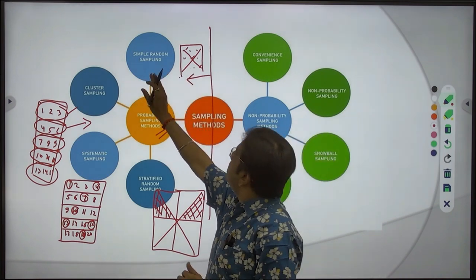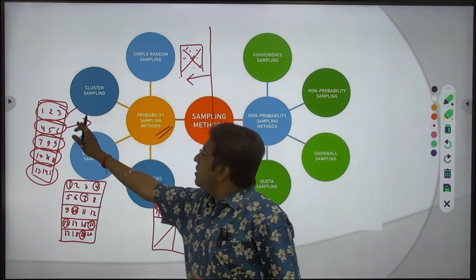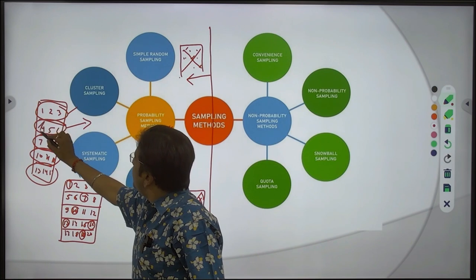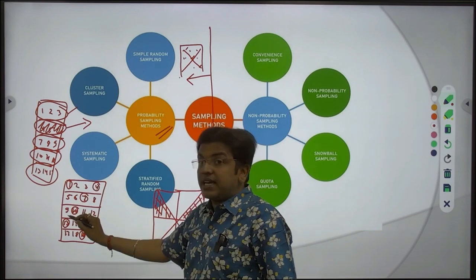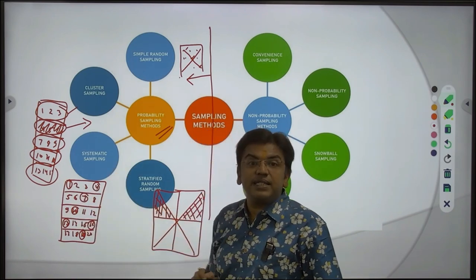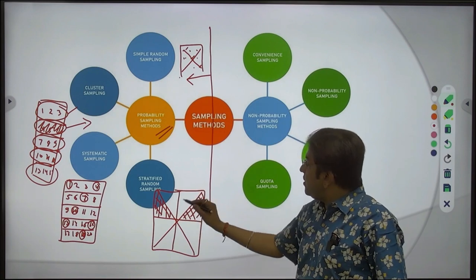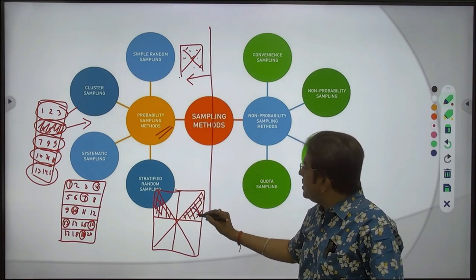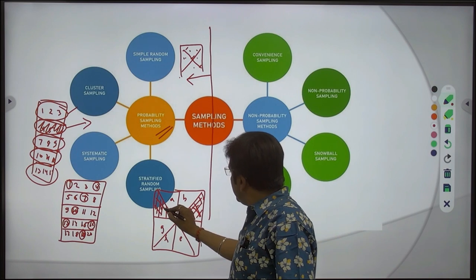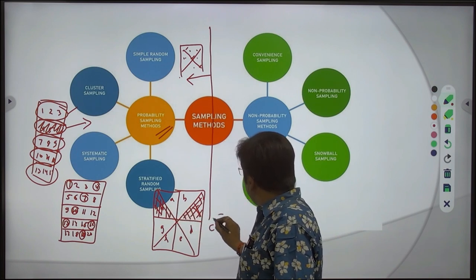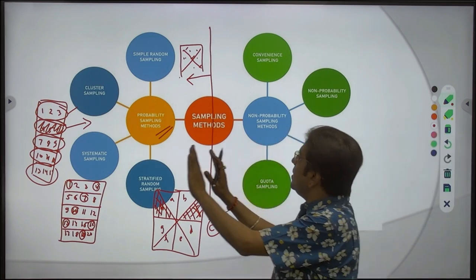So the first method is simple random sampling, where we collect the data by a simple method. Then cluster, where we select a cluster and say this is our sample. In systematic sampling, every third person will be a sample. In stratified sampling, we take the whole population and divide it into strata, and if you say A, B, C, D, E, F, G, H, then C and H will be your sample. Clear? So this is a probability sampling method.